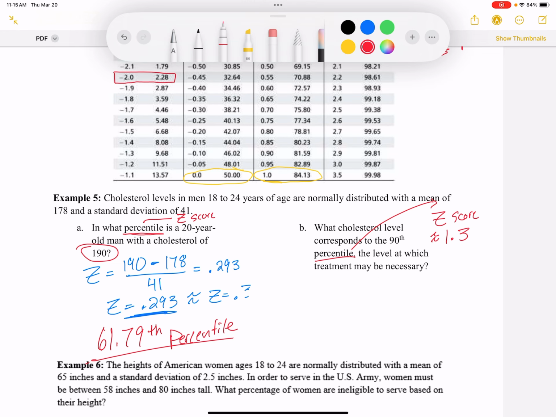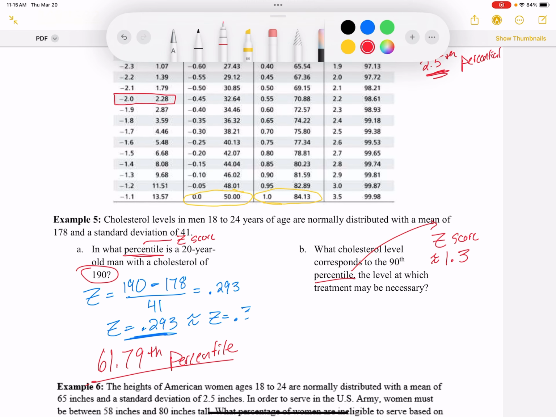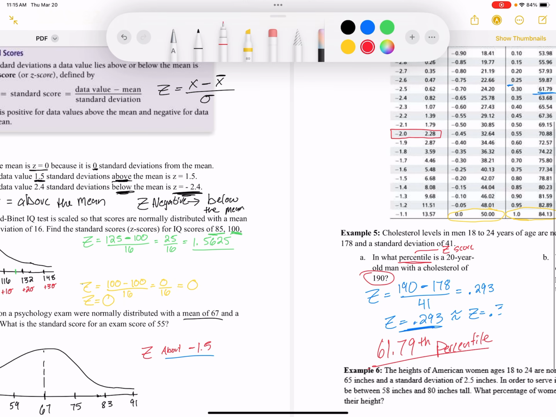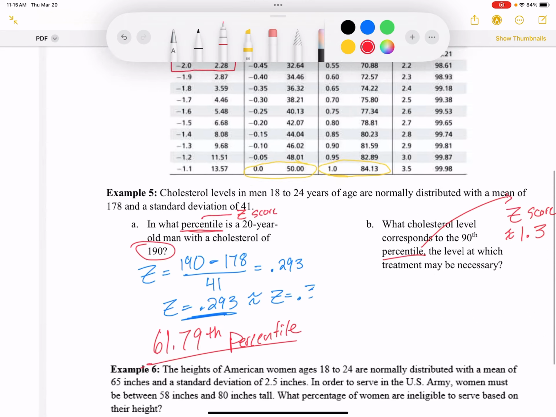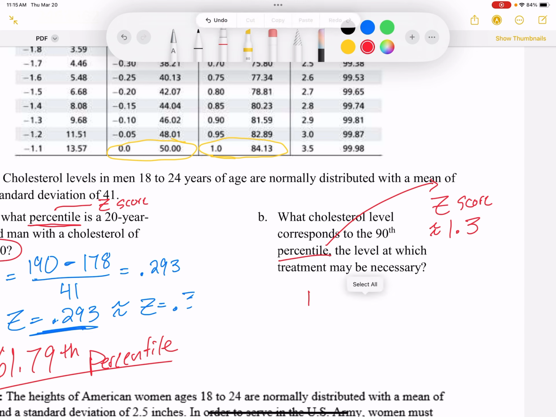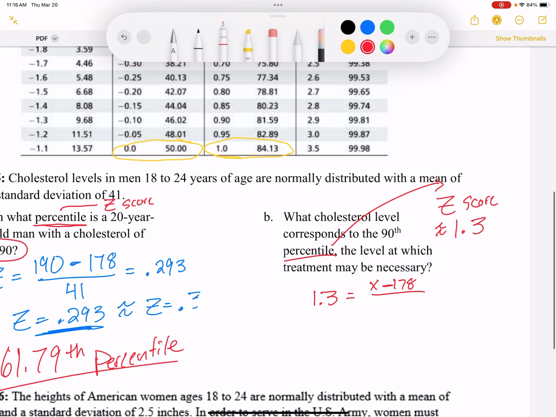So now let's think about what my cholesterol is. Well, I know to compute a z-score, my z-score is equal to my data value, subtract the mean, divided by my standard deviation. So I use that. And I know that 1.3, my z-score, is equal to the data value, subtract the mean. Well, I know the mean is 178, divided by the standard deviation, which is 41. So I'm just trying to solve this equation for x.